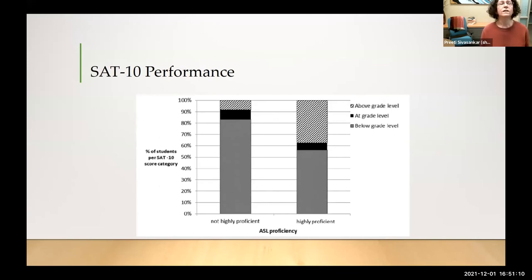This is the picture for those students who took the SAT 10, not all of the students. And on the left, you see this large gray bar is students who are below grade level in the not highly proficient category. The black bar is at grade level, and the striped bar is above grade level. So you can see again that the highly proficient group has fewer below grade level students, about half the number of at grade level, and quite a bit more at the above grade level.